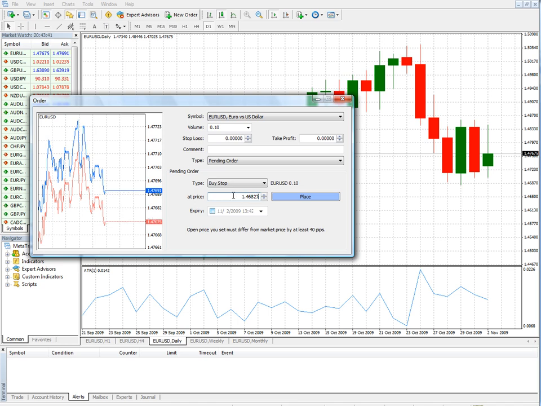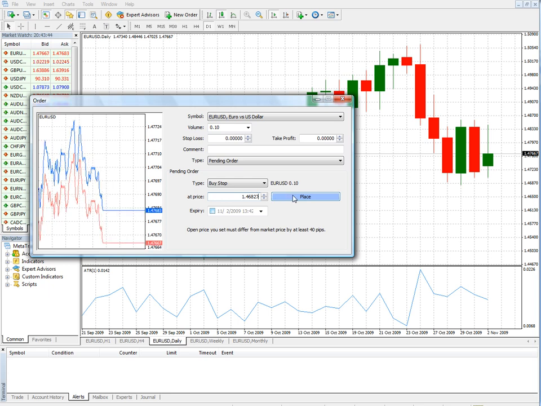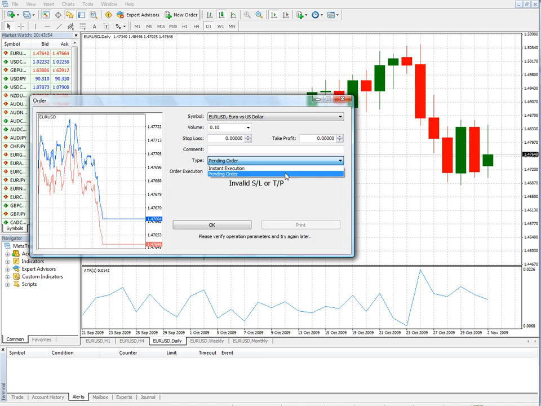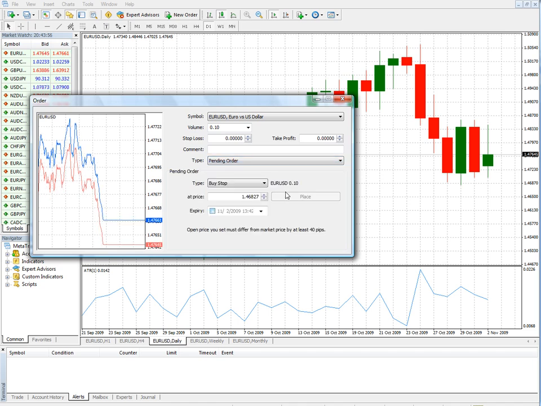1.46827. Okay. What did it tell me? Invalid stop loss or take profit. I'm not trying to set a stop loss or take profit, I just want a buy stop. Open price you set must differ from market price by at least 40.